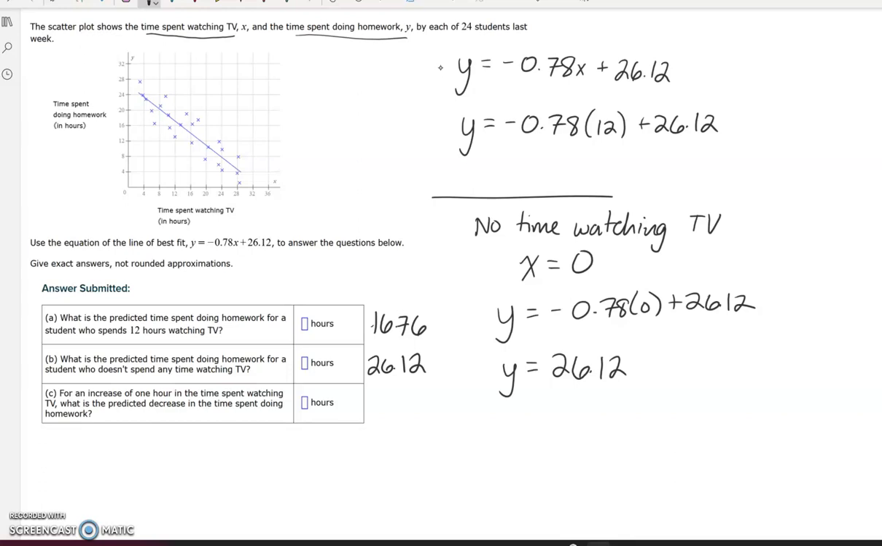And then the last part, for an increase of 1 hour in the time spent watching TV, what is the predicted decrease in the time spent doing homework? Well, let's take our value here of, if I did no time watching TV, I would spend 26.12 hours on homework. What happens if I do 1 hour? If I do 1 hour, when X is 1, that means 26.12 plus negative 0.78 times 1 is negative 0.78.